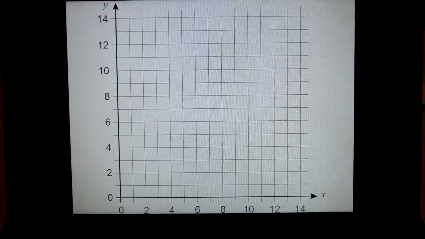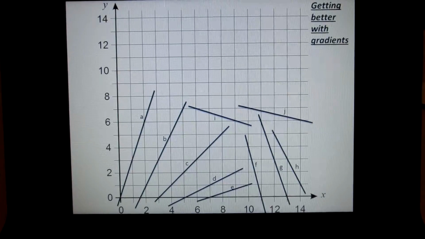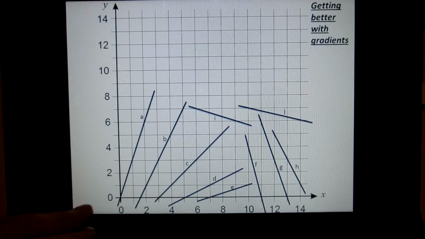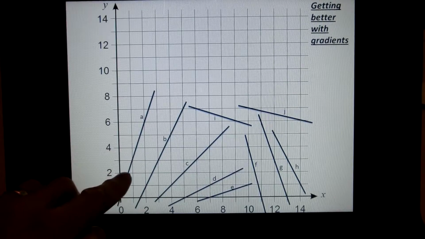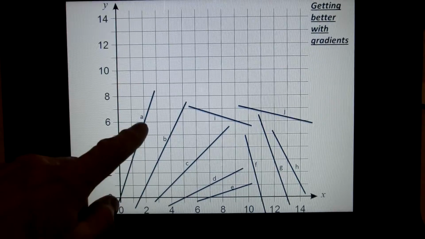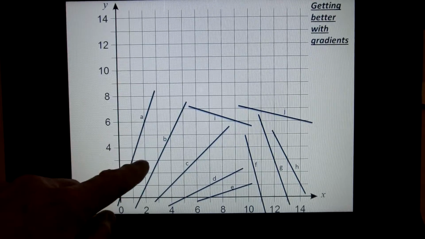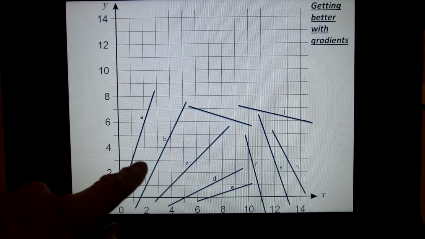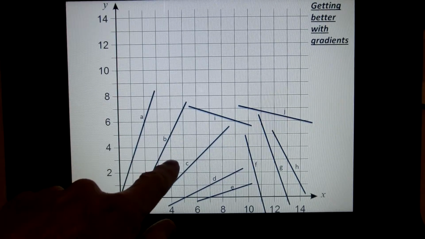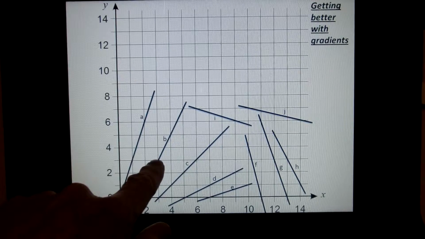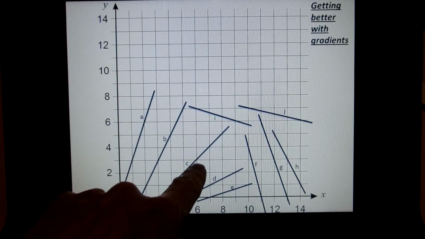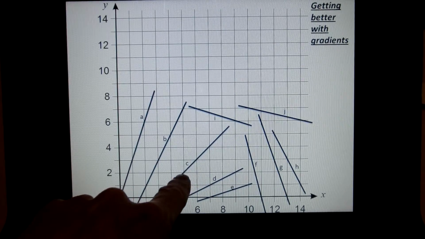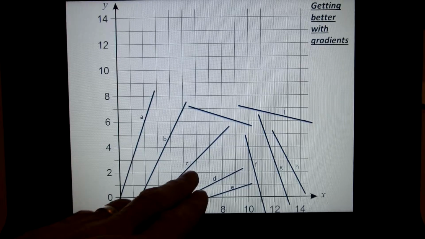And just a little bit more about gradients. So here are some lines here. This line here goes along 1, up 3, along 1, up 3. So the gradient is the up distance divided by the along distance. It's the up distance 3 divided by the along distance 1. So 3 over 1 is 3. Here the up distance is 2, the along distance is 1, so it would be 2 over 1, which is 2. Here you go along 1, up 1. The up distance is 1, the gradient is the up distance divided by the along distance, so 1 divided by 1 is 1.